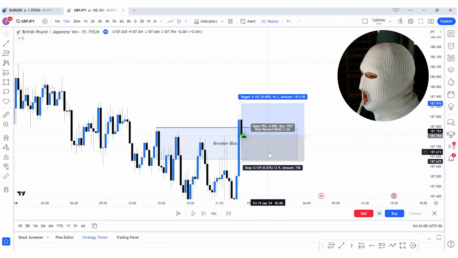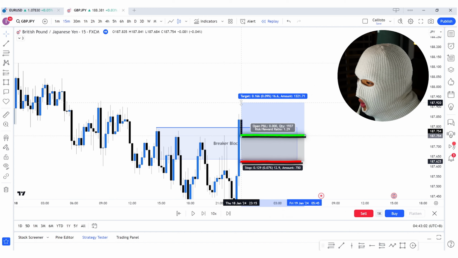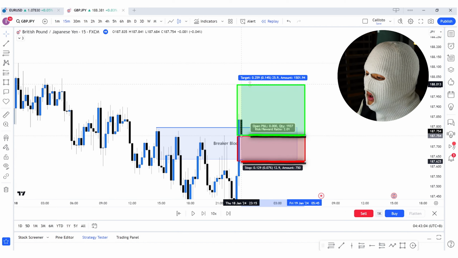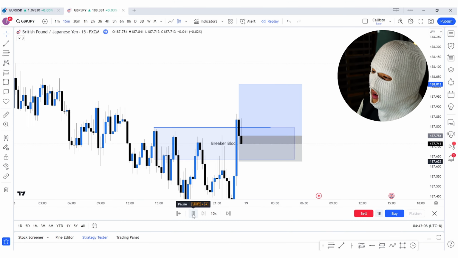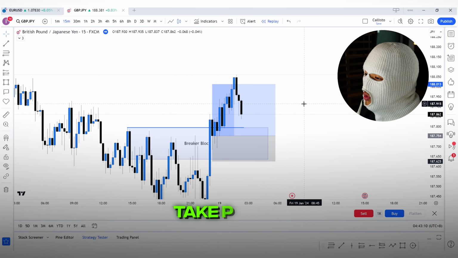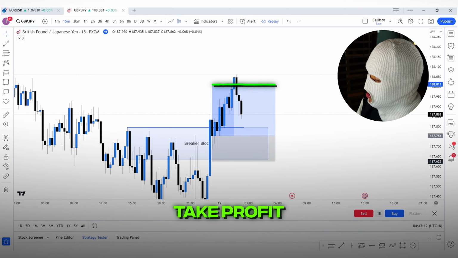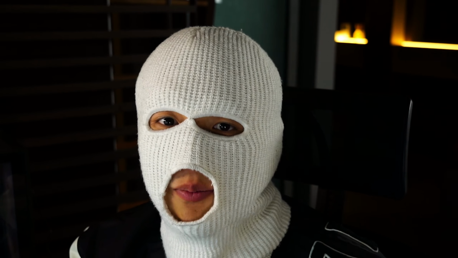So I can enter a buy here with stop loss below the breaker block, targeting a 1:2 risk to reward ratio. Now let's see how this trade runs. Now, as you can see, price continues to run to our take profit without much drawdown. Easy. Let's take a look at another bullish example to get you familiarized with the buy setup for this strategy.